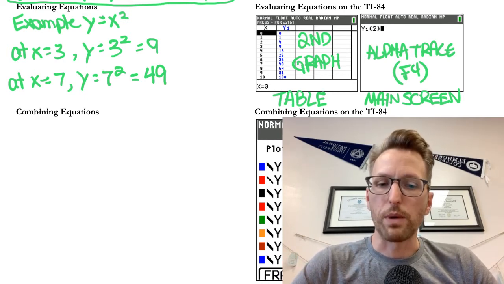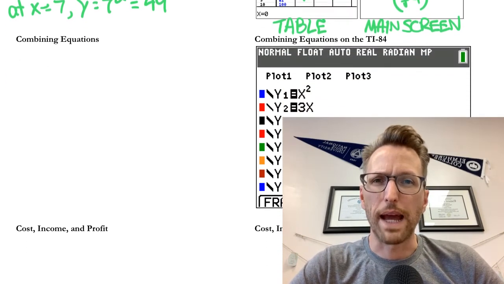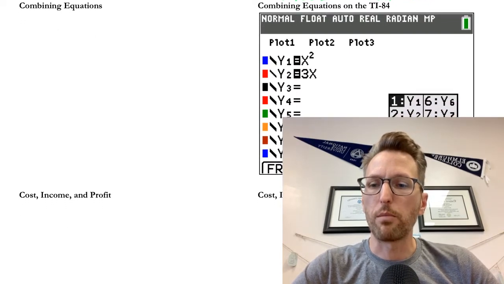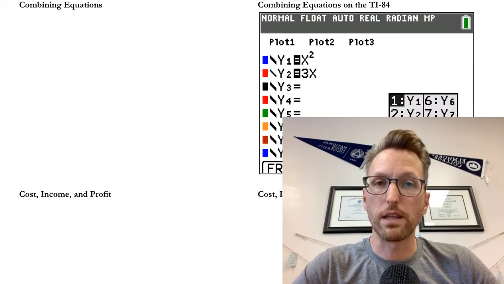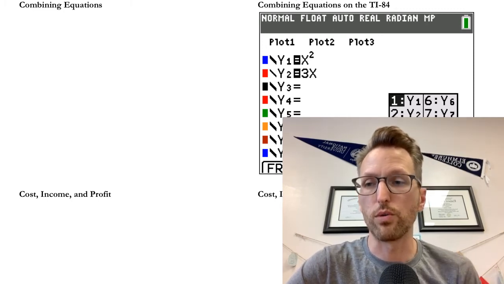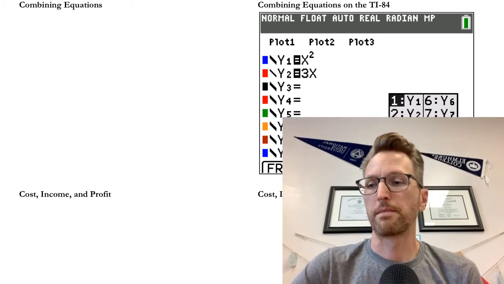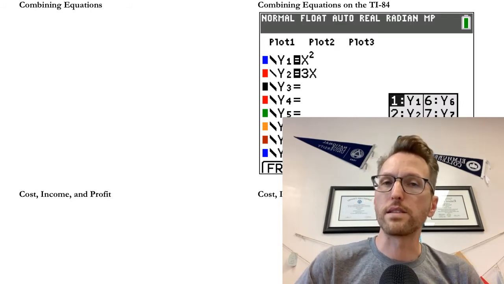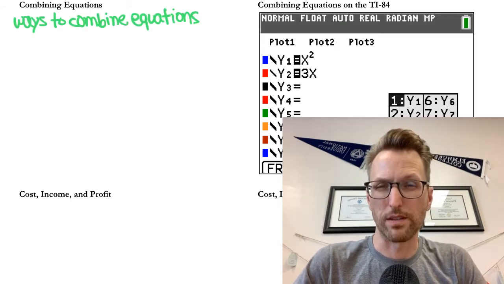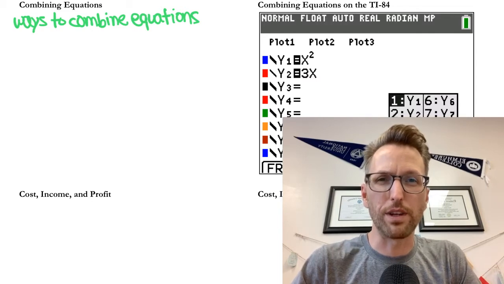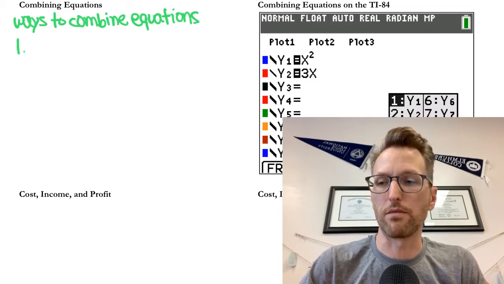Now, combining equations. This is kind of abstract right now. The reason I want to point this out is because we'll be doing this in an activity, and there are plenty of ways that we could do this, and kind of a cool shortcut on the calculator. Now, here are the ways to combine equations. And if I would ask you, you probably would think of these, but maybe not right away.